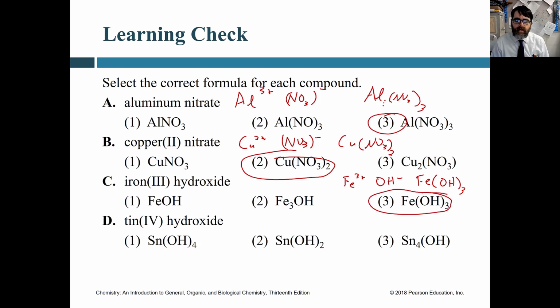And then tin(IV) hydroxide, that's going to be Sn with a 4 plus charge, hydroxide's OH with a 1 minus charge, and so we do the crisscross thing and we end up with Sn(OH)4, which is this one down here.